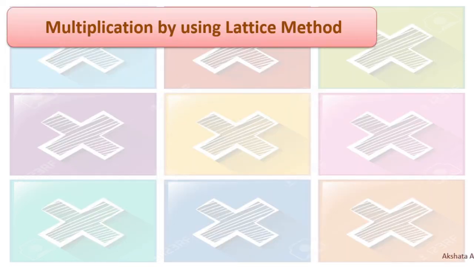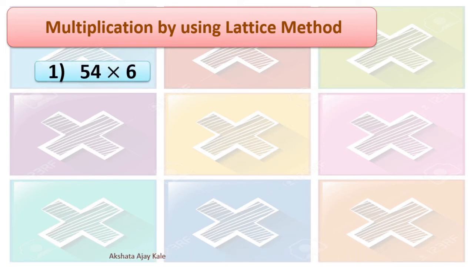Now, multiplication by using lattice method. Yes, dear children, this is a new method and by this method we can multiply the numbers very easily. Okay, it is the easiest method of multiplication. We will take one sum, that is 54 multiplied by 6. Here 2 digit multiplied by 1 digit.